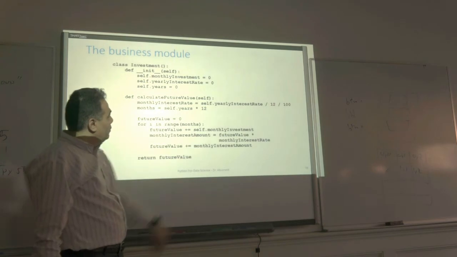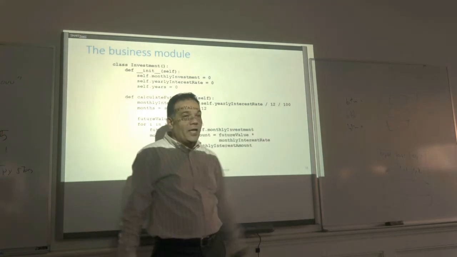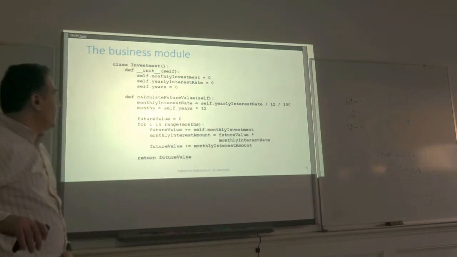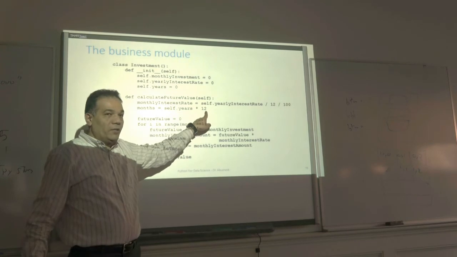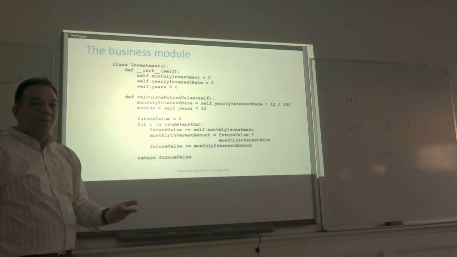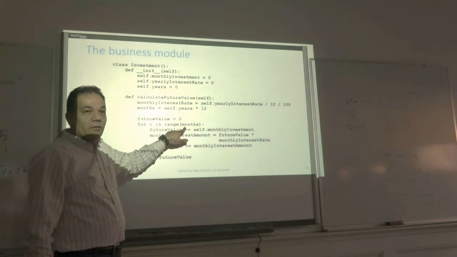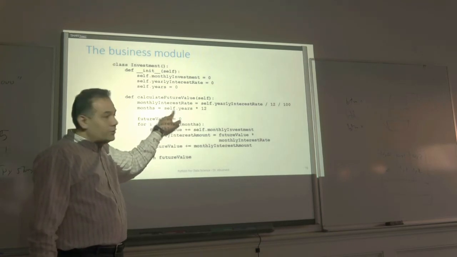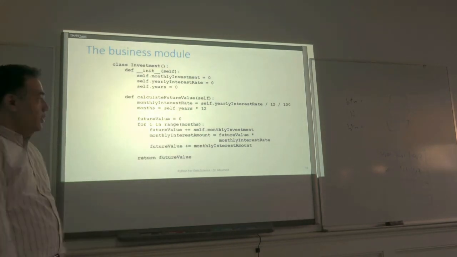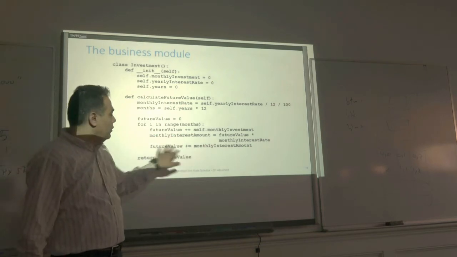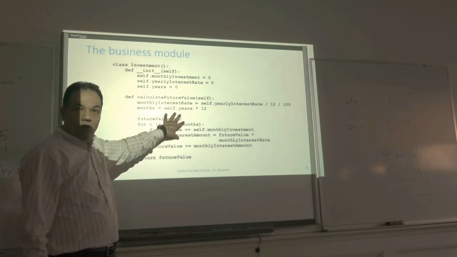Calculate future value. Easy, we learned how to do that. You have the monthly interest rate: you divide the yearly rate by 12 and by 100. Then you need the number of months, because what you enter is the years. All you have to do is multiply it by 12. The future value at the beginning, how much? 0. Then for n in range months, how many months? 12 times the years. So if there are 2 years, how many months? 24, right? It's a logic we learned before. At the end, what does it return? The future value.